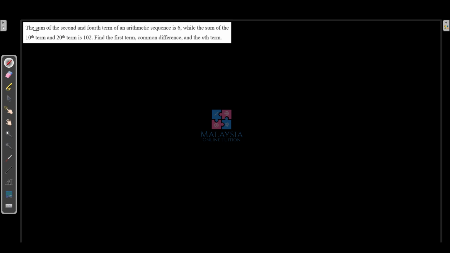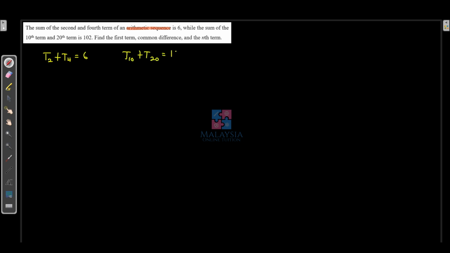Let's proceed to question number 6. The sum of the second and fourth term of an arithmetic sequence is 6, while the sum of the 10th term and 20th term is 102. Find the first term, common difference, and the nth term. Okay, so they said arithmetic sequence, so we don't have to write it anymore. So when they say sum of the second and fourth, you can write like this first. T2 plus T4 equals 6. Then when they say sum of the 10th term and the 20th term is 102, you can write T10 plus T20 equals 102.